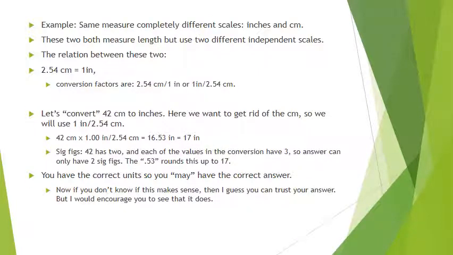Okay, so now let's have 2 different scales measuring the same thing, length, and we have 2.54 centimeters equals 1 inch. The conversion factor could be 2.54 centimeters over 1 inch, or 1 inch over 2.54 centimeters. So what we're going to do is convert 42 centimeters to inches, and so what we want to do is get rid of the centimeters and end up with inches.